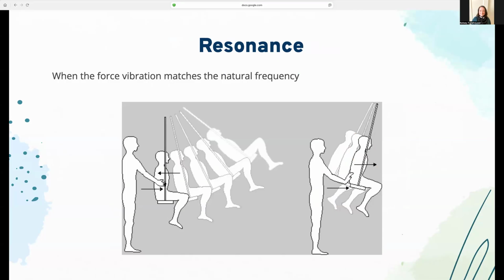One more property here is resonance. This is when the forced vibration matches the natural frequency of the object. The natural frequency is what frequency something vibrates at when you strike it. So that's why metal sounds different than wood when it's struck.